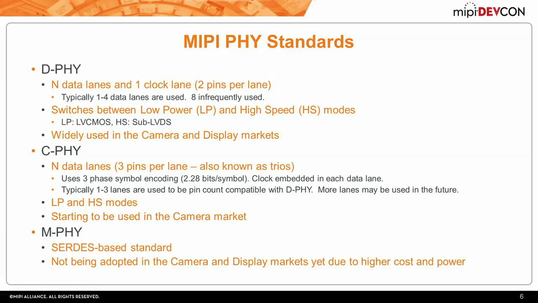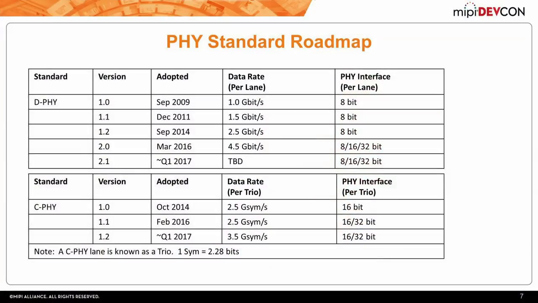Getting back to the M-PHY, currently the most important applications or use cases for the M-PHY are UFS, which is a memory interface, and also DigRF, which is a chip-to-chip communication standard. This slide shows the different versions and the associated data rate with each of those versions. Actually, this one shows for the C-PHY and the D-PHY, and also the interface on the parallel side.